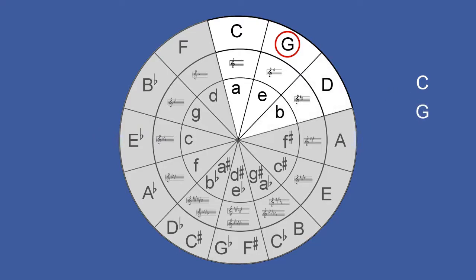The first position was C. The next movement is G, followed by D, followed by A, followed by E.